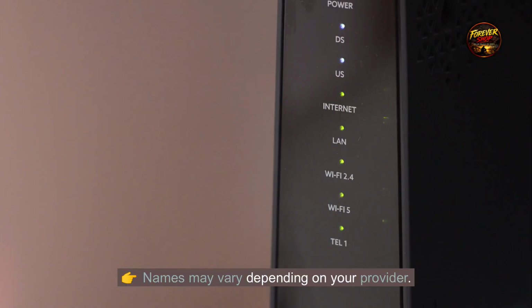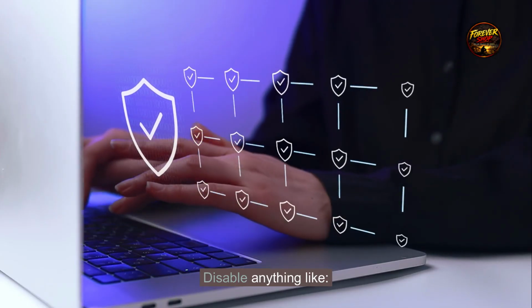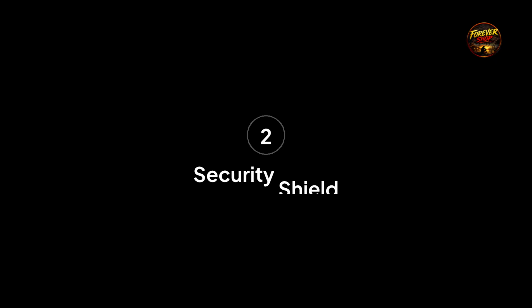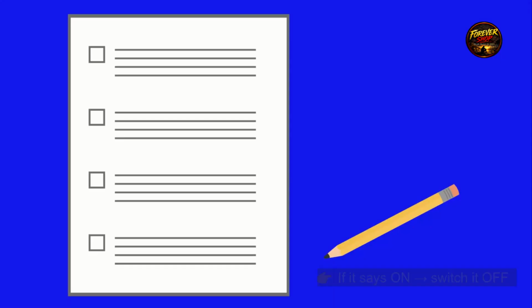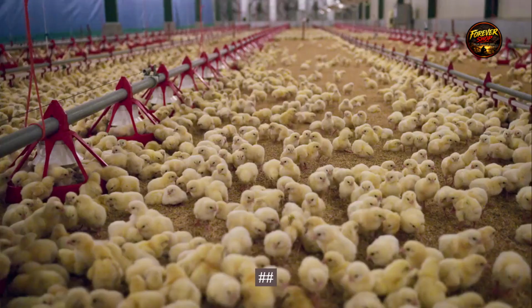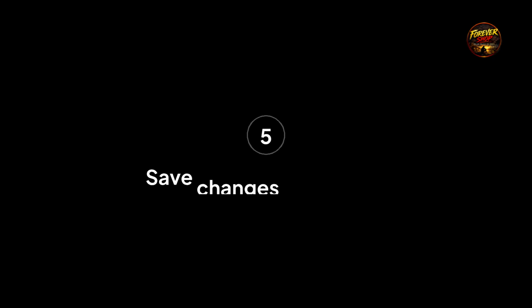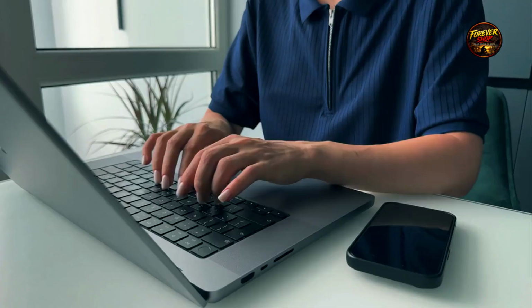Step 4. Turn off these features. Disable anything like Advanced Security, Security Shield, Threat Protection, Safe Browsing, or Web Protection. If it says on, switch it off. Step 5. Save changes. Confirm or apply settings if required. Some warnings are normal.